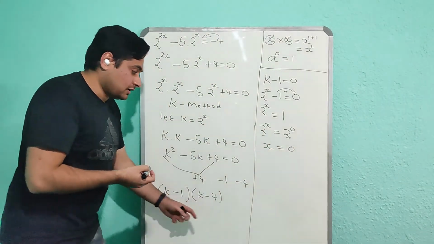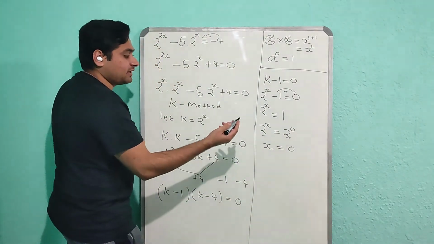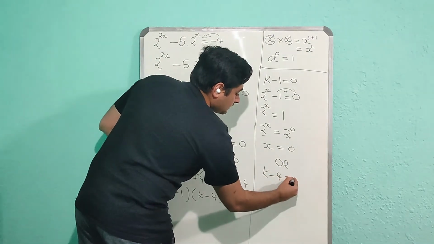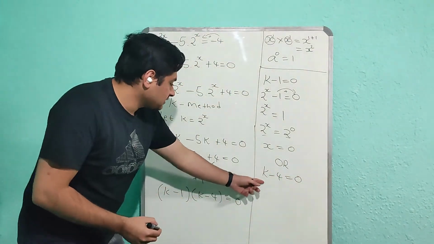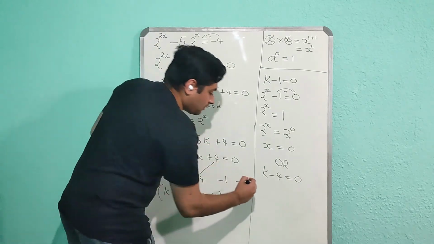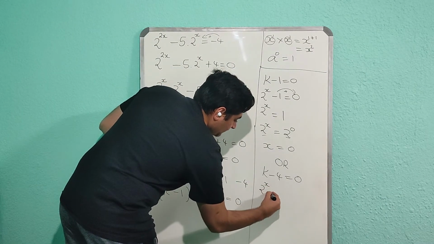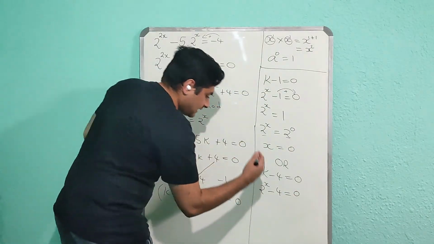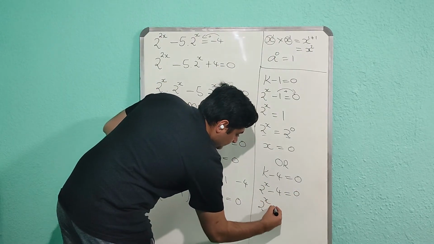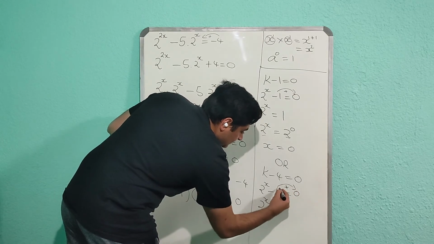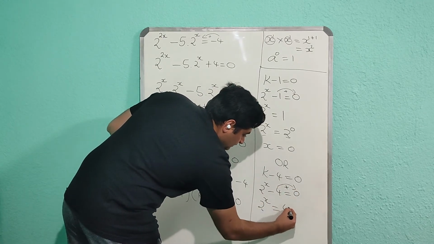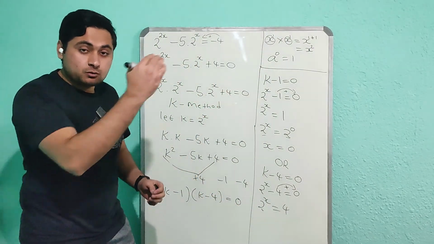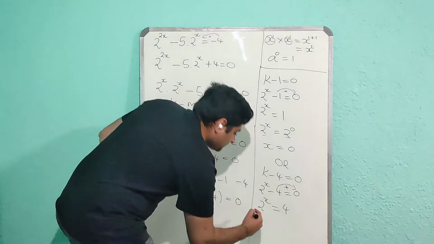We've got the other factor as well, right? So what does the other factor say? k minus 4 is equal to 0. Again, in place of k, we replace with 2 to the power of x. So we say 2 to the power of x minus 4 is equal to 0. What do we do? Numbers on one side, x on one side: 2 to the power x. The moment 4 goes to the other side, it changes the sign from negative to positive. Now, we need to write this 4 in terms of 2, right? Because we need to bring the x down.